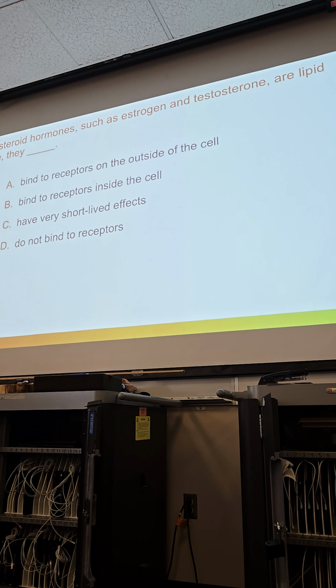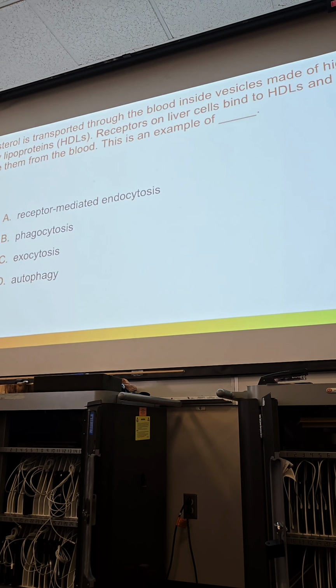They bind to the inside. Okay. So lipid insoluble bind to the outside. Now we'll go to this question.